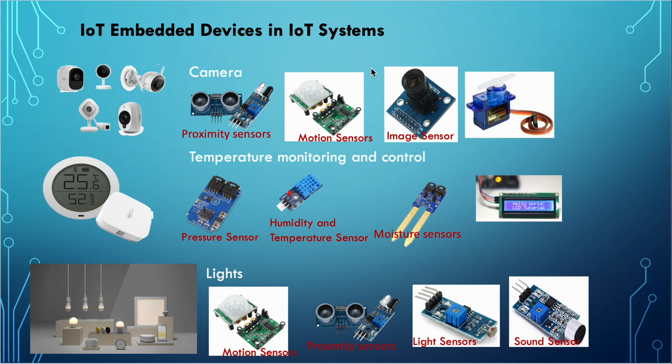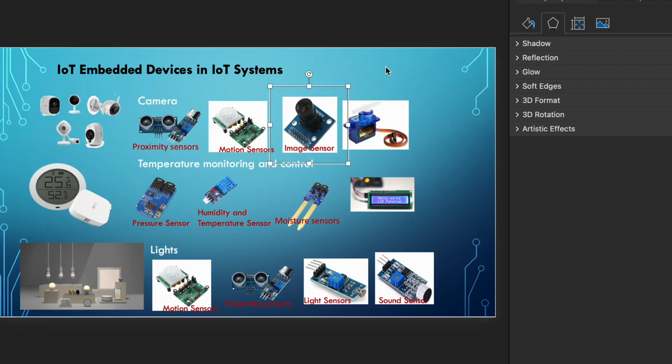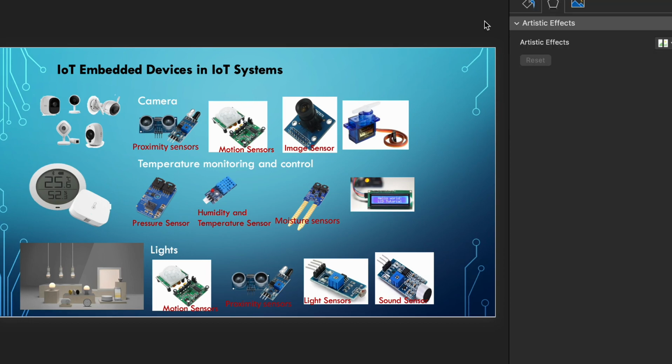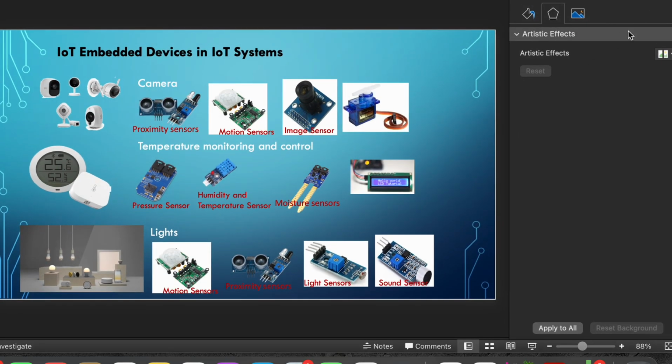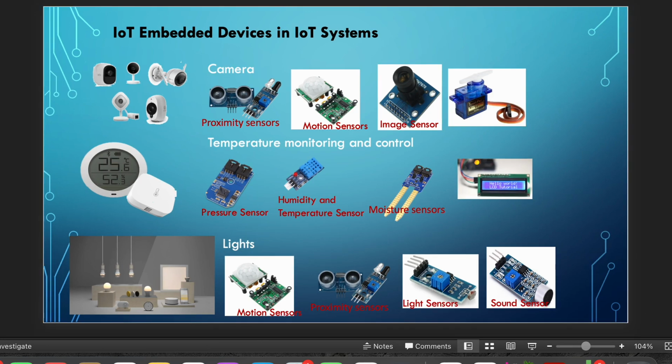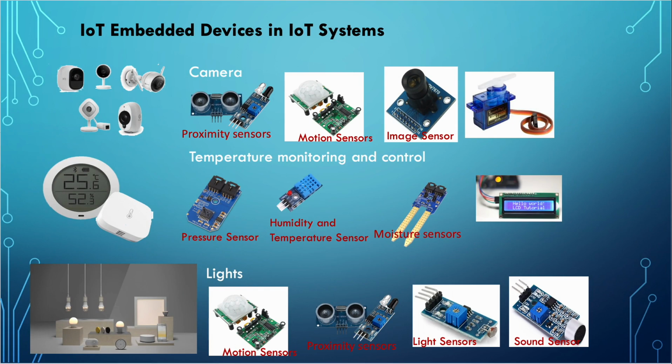When we talk about cameras, the main point would be the use of an image sensor. Every camera would have an image sensor, right? This is the primary sensor that we would have. But then again, we know that different cameras may have different requirements.